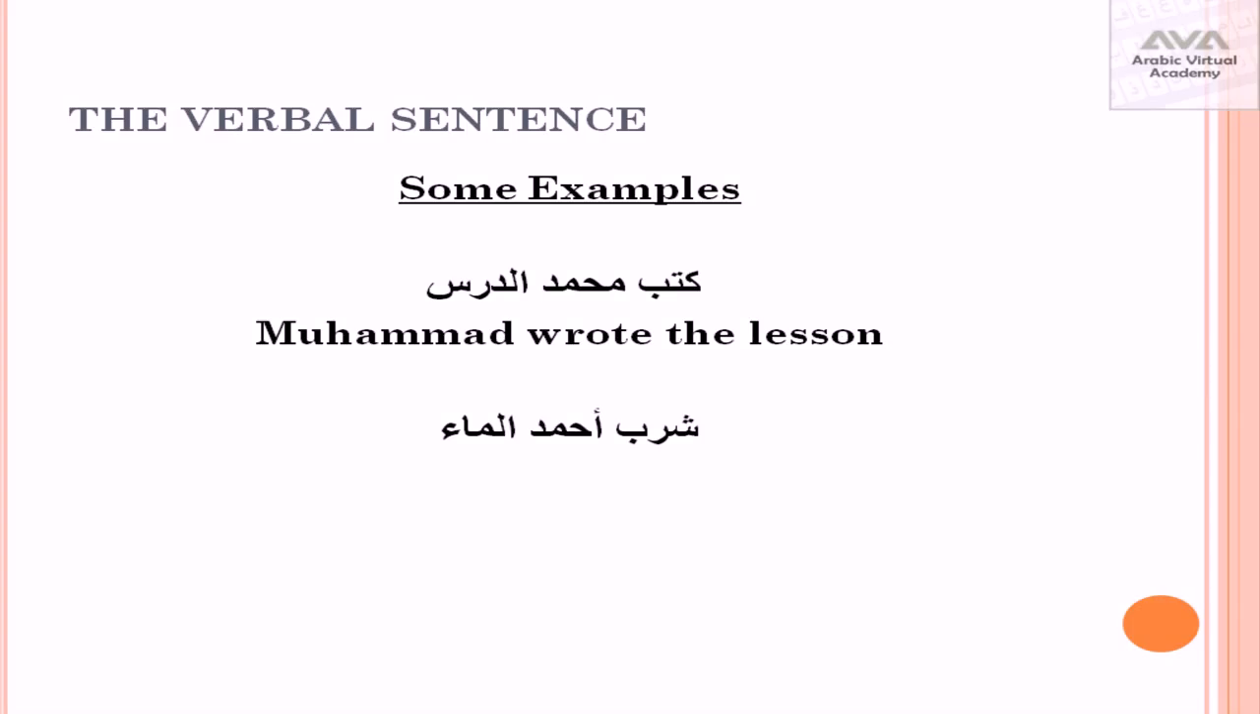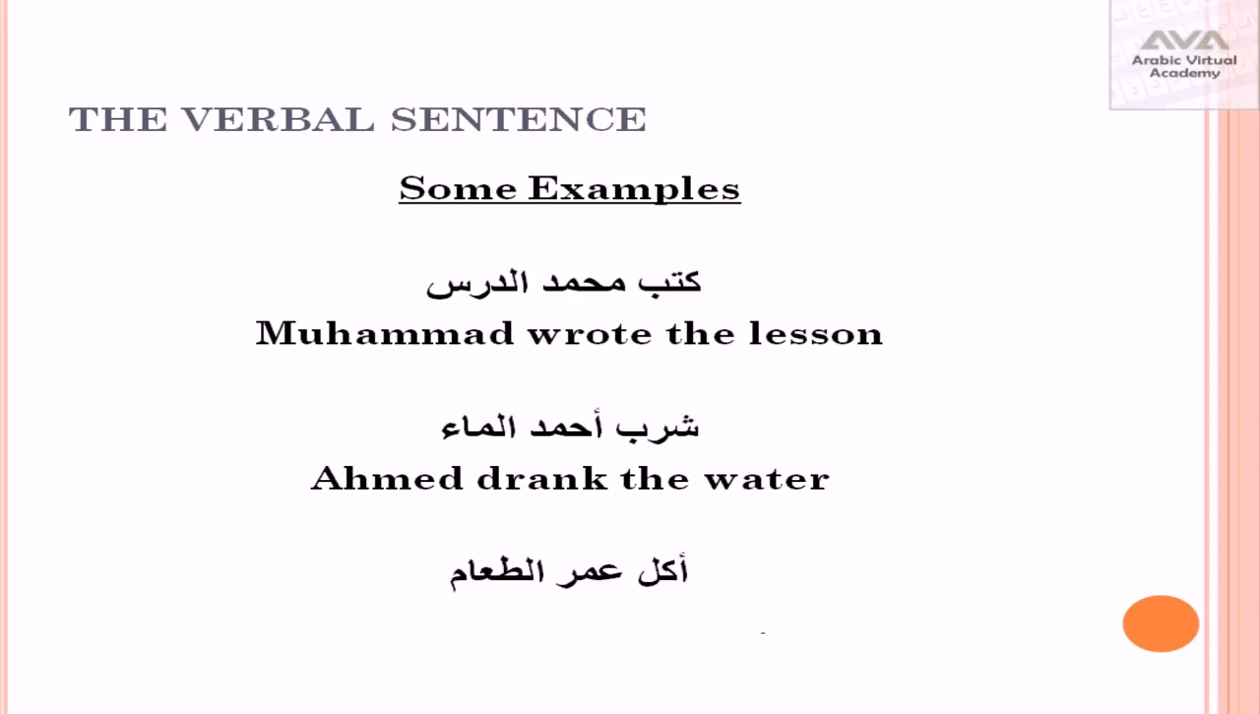And the second sentence is Shariba Ahmed al-ma. Ahmed drank the water. And here we see again the sentence starts with the verb shariba. And the third of these sentences is akala Umar at-ta'am. And we see here the first of the words in the sentence is akala. Here he's saying that Umar ate the ta'am again, but we're beginning the sentence with the verb. As we said, this is why each of these sentences is classified as a jumla al-fi'liya.